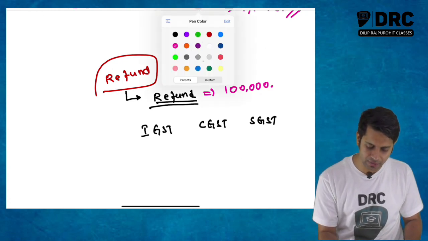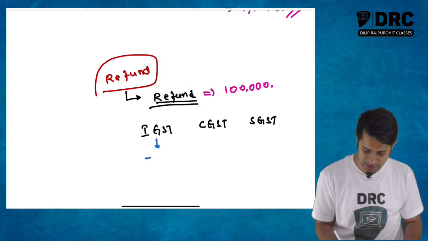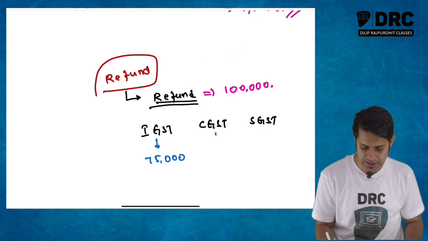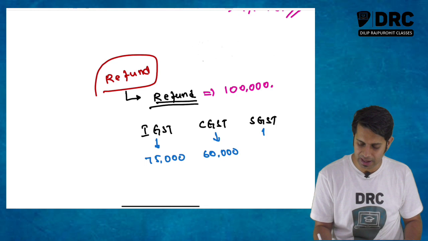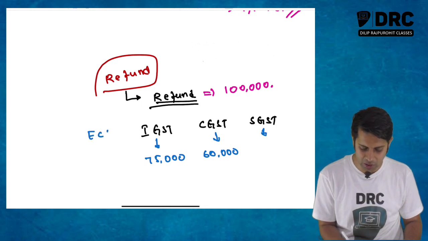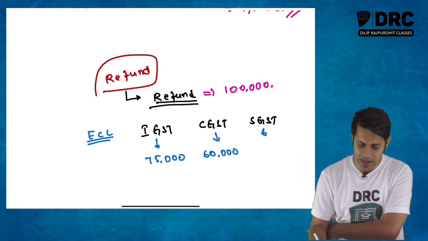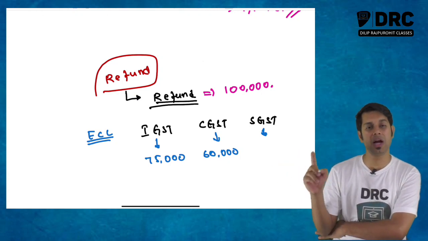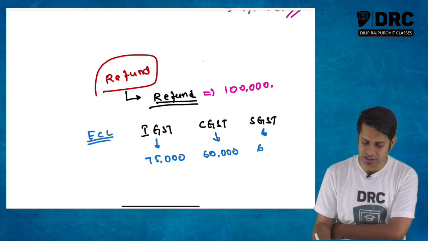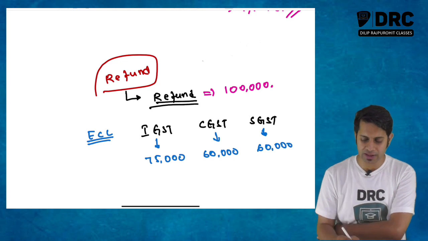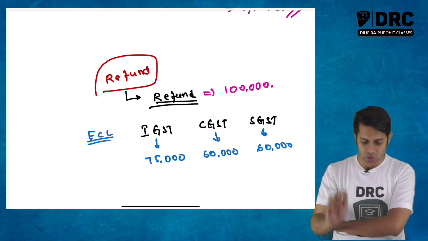I have different balances in my different accounts. In my IGST, I have 75,000 rupees. In CGST, I have 60,000 rupees. And in my SGST also 60,000 rupees. These are in the electronic credit ledger. The refund is taken of whatever is lying in my electronic credit ledger, so this refund is only for the unutilized balance available in the electronic credit ledger. Now for this particular month for which I am applying for a refund, I am eligible for a refund of 1 lakh rupees.